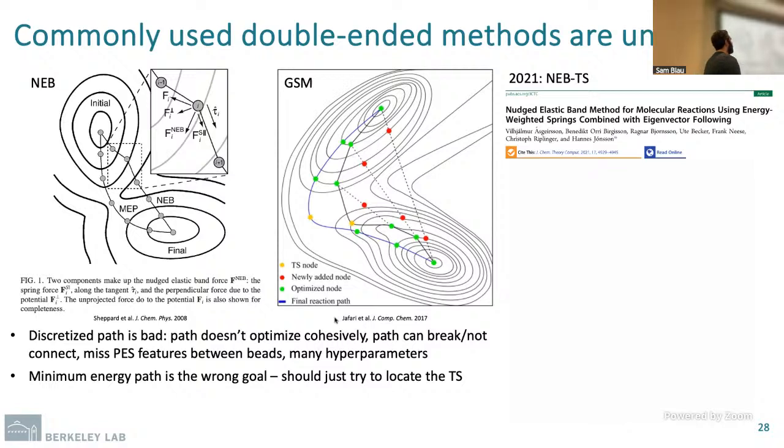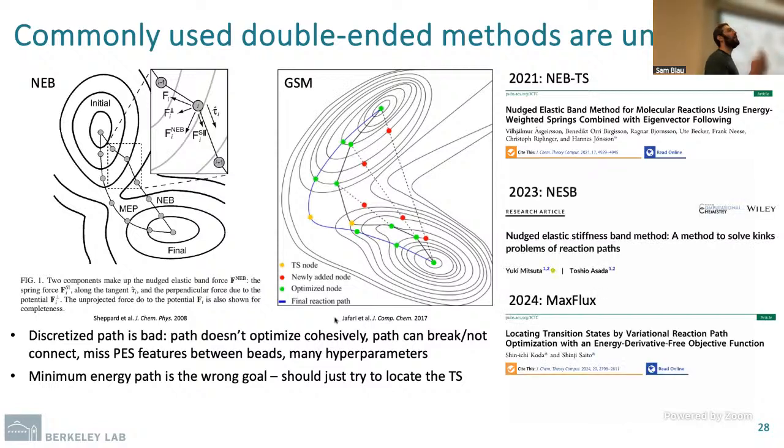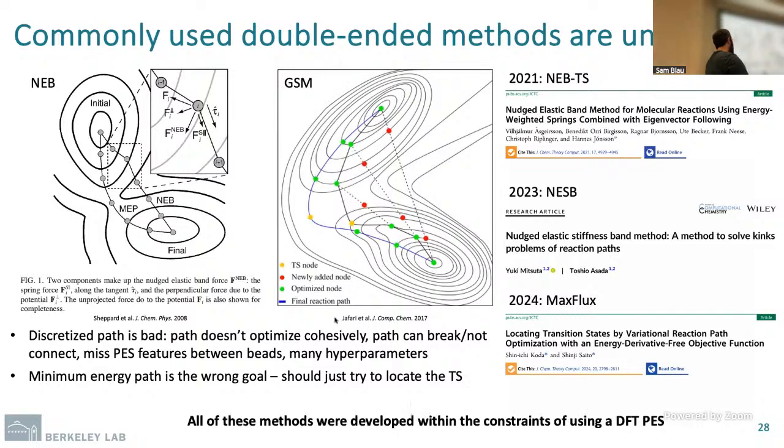And just to show you that people keep publishing methods trying to make transition state optimization better, I'm just going to assert by fiat that if this was solved, people wouldn't continue to try and solve it. So it's definitely not solved. But there's a key unifying factor here. All of these methods were developed within the constraints of using a DFT PES.